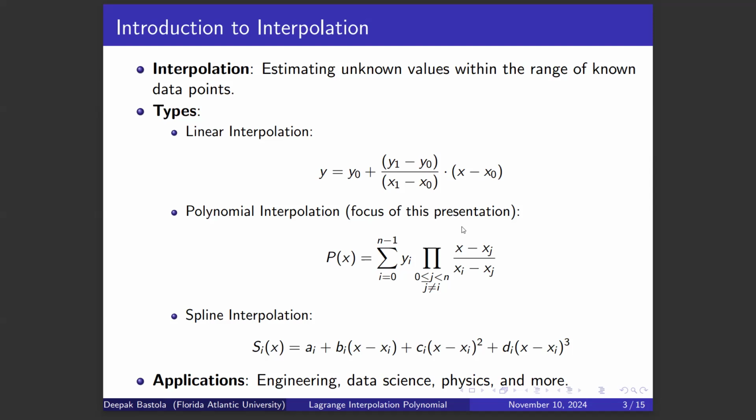All right, so in the formula you see S_i(x) is the cubic polynomial for the interval, let's say x_i to x_{i+1}. And all these a_i, b_i, c_i, and d_i are the coefficients determined to satisfy certain conditions. Okay, so this is what the spline interpolation is, but we are not going to discuss more about it. Maybe we will do it in the coming presentations.